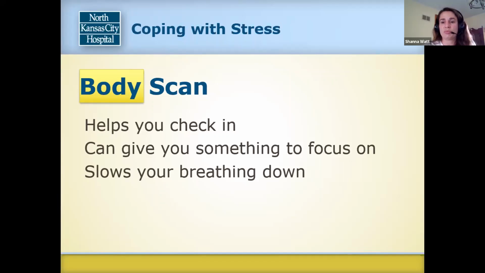I want you to take a deep breath in and a deep breath out. One more breath in, filling your lungs and allowing your belly to rise with air. One more breath out. Continue your breathing.